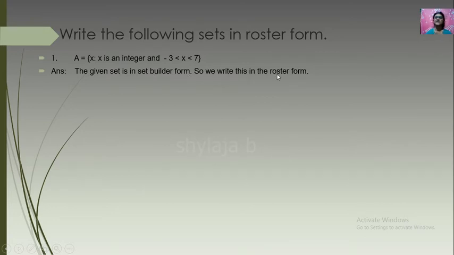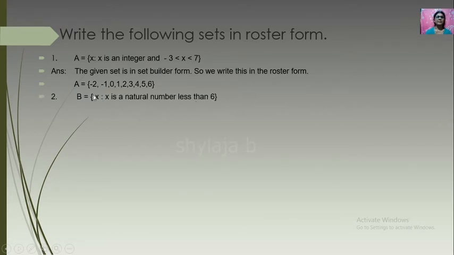The given set is in set builder form, so we write it in the roster form. That is x is equal to minus 2. Minus 2 is greater than minus 3. In between minus 3 and 7, imagine the number line: minus 2, minus 1, 0. These are all greater than minus 3 but less than 7. So these are the elements in the set A.